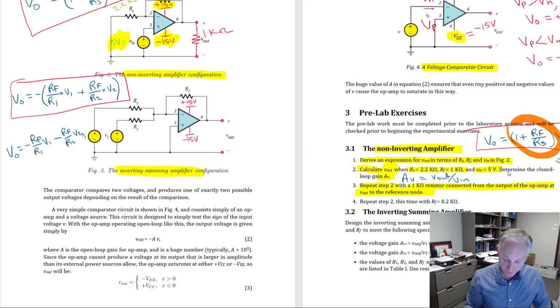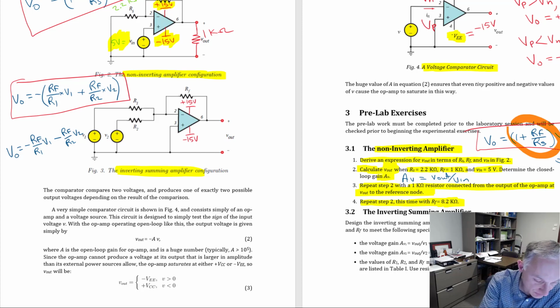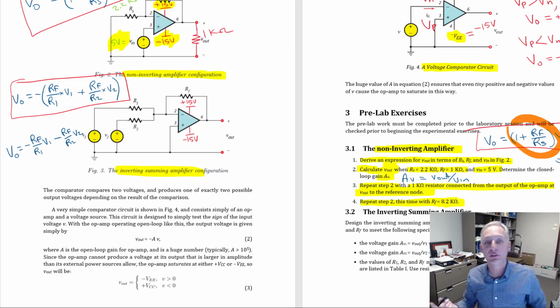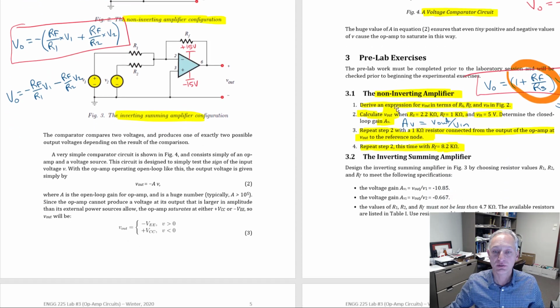Okay, and then the last step here in that procedure is to repeat step 2 with RF equal to 8.2 kilo ohms. So what does that mean? So RF is 8.2, and it was 1 kilo ohm. So then let's just say that 1 kilo ohm becomes 8.2 kilo ohms. Okay? And you repeat your analysis. Okay. So let's see what the next one is.